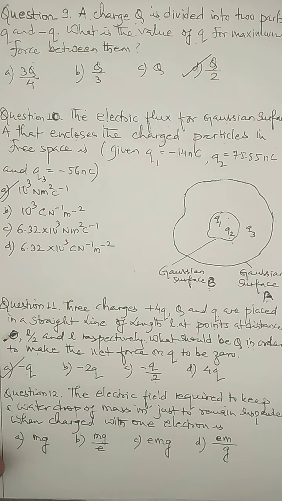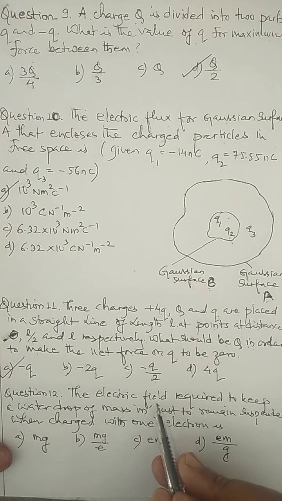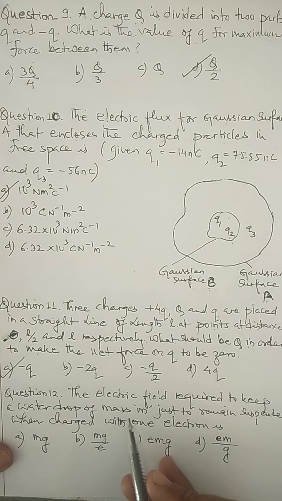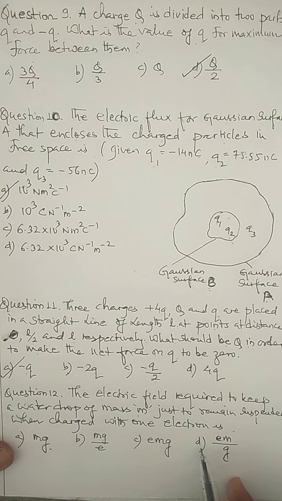Now we see the last question, question number 12. Question number 12 says that the electric field required to keep a water drop of mass m just suspended, when the charge is that of one electron, is? First option is mg, second option is mg by e, third option is emg, and the last option is em by g. To choose the correct option, we use the concept of electric field, which is calculated as force per unit charge.